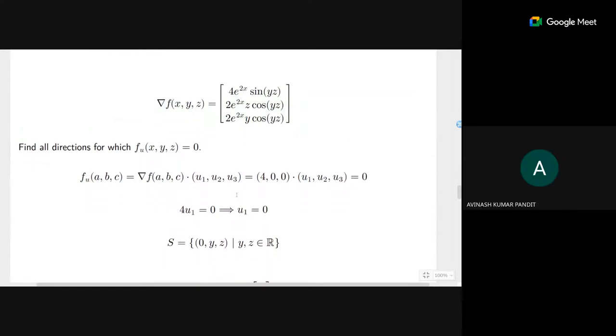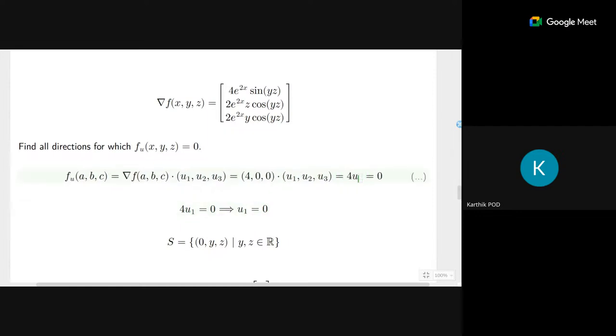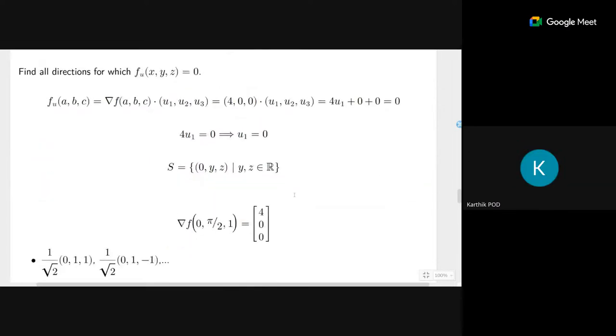Sir, sorry, why is it? You're asking why I have chosen 0, y, z, is it? Sir, why is it 0, y, z? Because the first coordinate has to be 0, right? This dot product is 0. This dot product is what? 4u1 plus 0 plus 0, right? Okay. Yes, sir. So hence, 4u1 has to be 0.